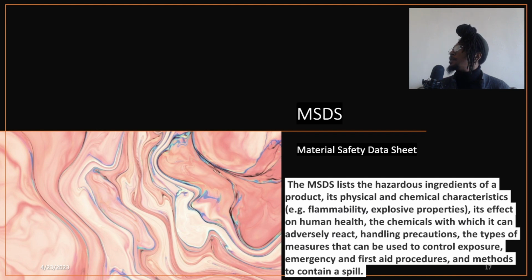MSDS, Material Safety Data Sheet. The MSDS lists the hazardous ingredients of a product, its physical and chemical characteristics, for example flammability and explosive properties, its effect on human health, the chemicals with which it can adversely react, handling precautions, the types of measures that can be used to control exposure, emergency and first aid procedures, and methods to contain a spill.